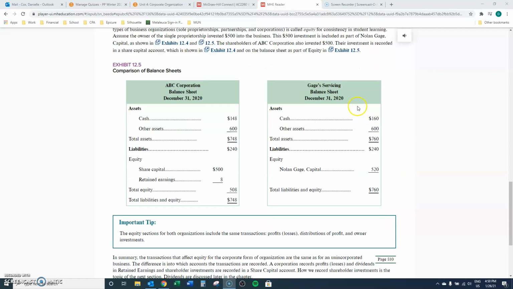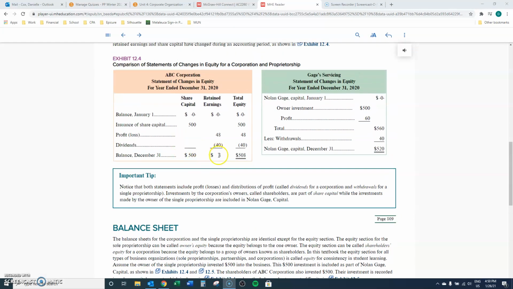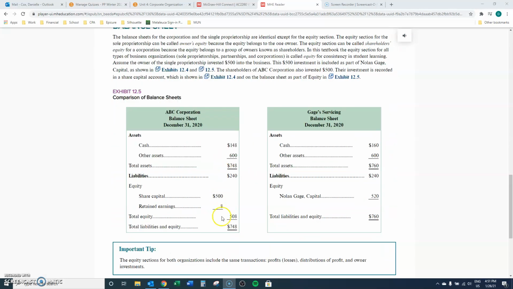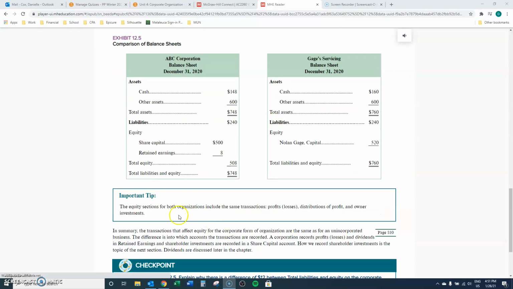So this is the sole proprietor again. The top half here is the same. We get to equity, and that's where the difference is. Under the sole proprietor, it's the owner's name and his capital account. Under the corporation, we're showing the data from up here, $500 share capital and $8 retained earnings, for total equity of $508. And again, important tips, so make sure you read through those.